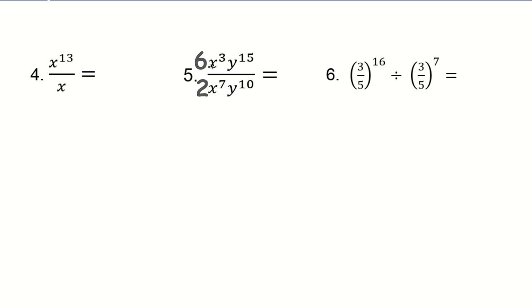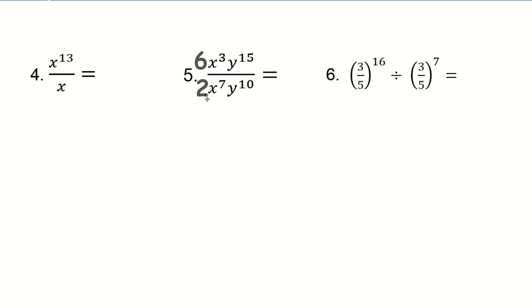Okay, 6 divided by 2 is just 3. Okay, so it's important not to confuse the fact that we are dividing with the shortcut of subtracting the powers. Okay, you're subtracting the powers. So in other words, when you do y to the 15th divided by y to the 10th, you are dividing this whole y to the 15th divided by the whole y to the 10th, but the shortcut is to subtract the powers and get y to the 5th.